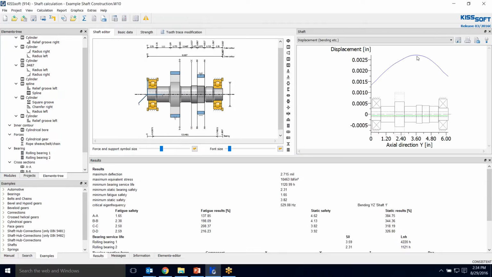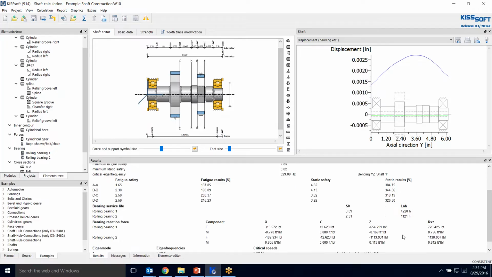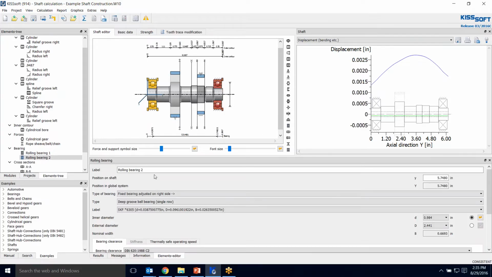So you can see our displacement's pretty high. I mean, we have a 2.7 mil displacement in the center of the shaft. It's kind of high, I think. In fact, we see almost 2 just in the bearing, so the bearing stiffness and the radial clearances are pretty large there. We still aren't meeting our bearing service life. We are for the one, which is this side. But maybe we've got to go even bigger on this.